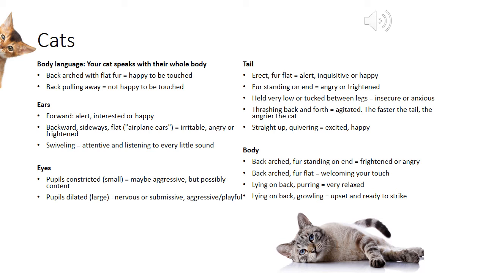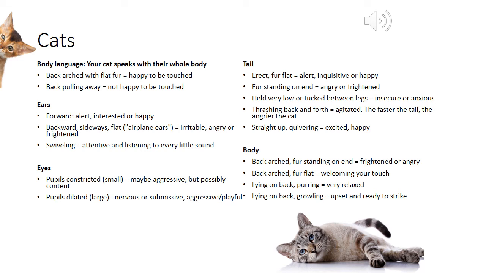Their eyes show us things too. Their pupils, remember that's the little black part of your eye. If their pupils are constricted, if they're small, it means they're aggressive, but possibly it might mean that they're happy. If their pupils are dilated, if they're big, it means that they're nervous or submissive. They've decided that you are the boss. It could also possibly mean that they are aggressive, but also possibly playful.